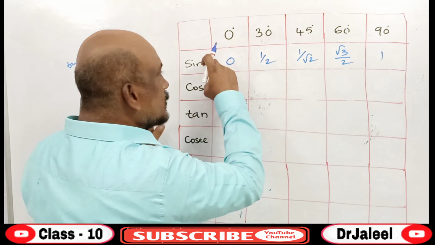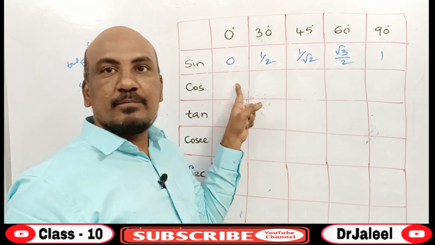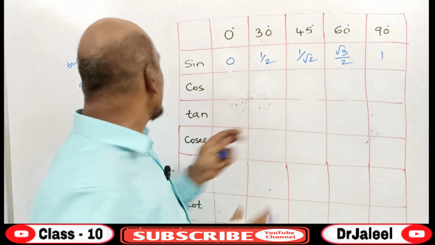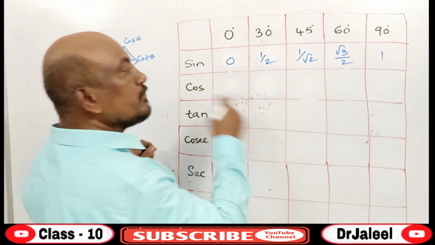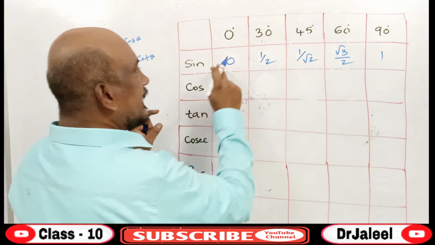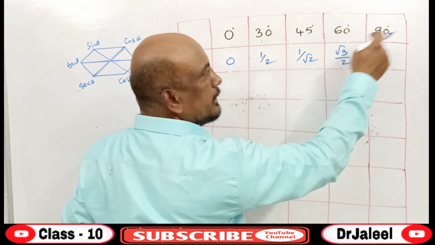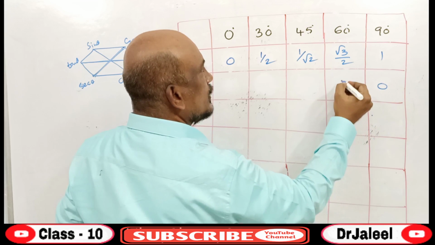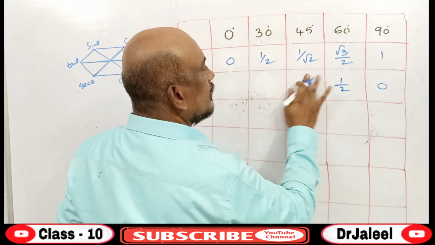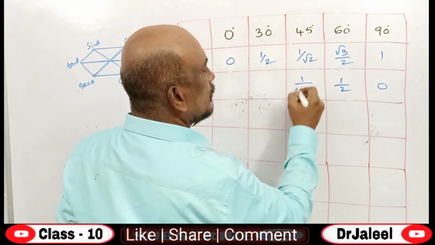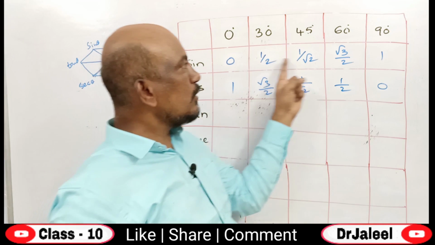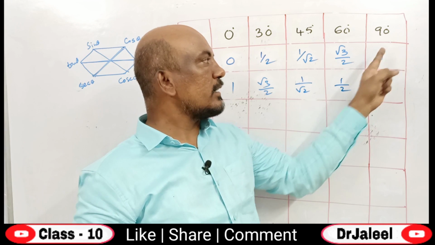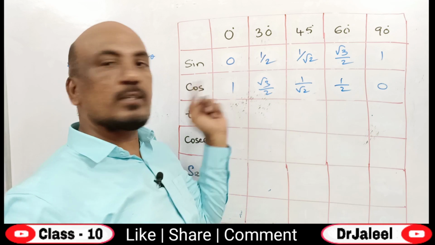90, 1. So these two will be directionally opposite. It's nothing but because sine and cos are complementary angles. Therefore, the direction will be opposite. Like 0, 1 by 2, 1 by root 2, root 3 by 2, 1. You write it from the right side: 0, 1 by 2, 1 by root 2, root 3 by 2, 1.